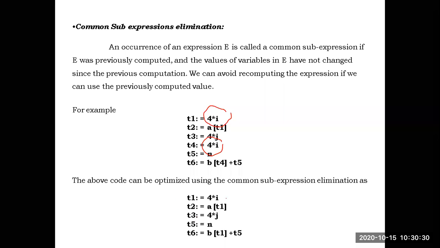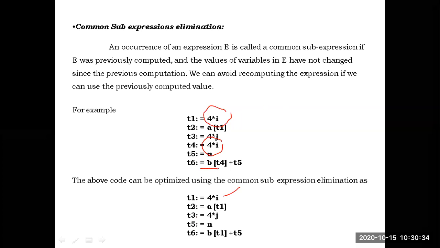See, we are calculating T1 is equal to 4 into I. Where do we need T4? We need it in the last line. So we are writing B of T1 plus T5. Because of this, one statement is reduced. We are improving, not using one extra variable. We are reducing one extra variable, reducing one computation, one calculation is reduced, one extra variable is also reduced here.